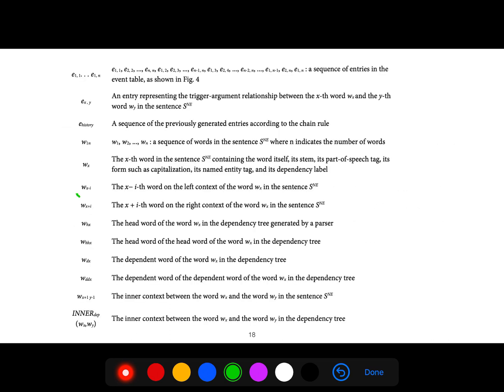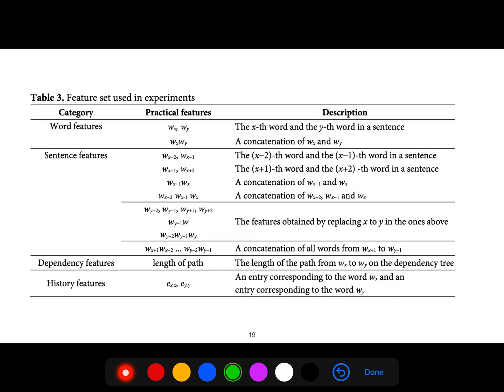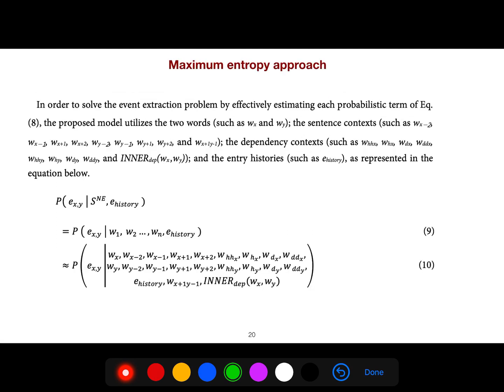This means the X minus i-th word on the left context of the word. This is, of course, very old-fashioned. We are just trying to create some features. The feature and the description of that is here. But the interesting thing in this paper is using maximum entropy. You want to solve the problem of event extraction by effectively estimating each probabilistic term.